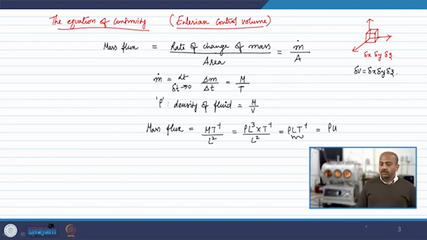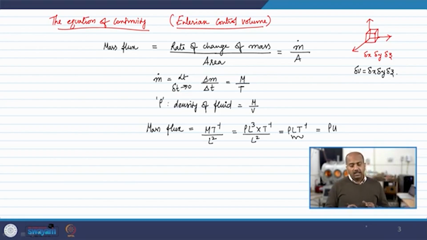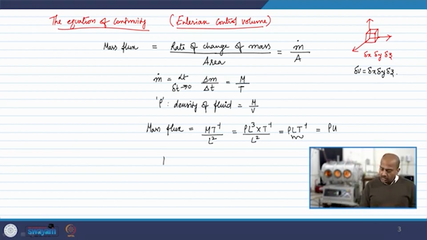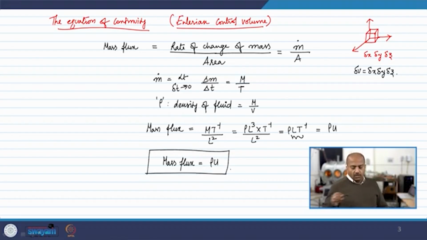What is mass flux? For the sake of understanding, mass flux is the rate of change of mass occurring per unit area. Let us say you consider an area, mass flux represents how much change in mass is happening per unit area, right. So, the mass flux can be written as rho u. Why are we defining this mass flux? We will use this in the equation of continuity.